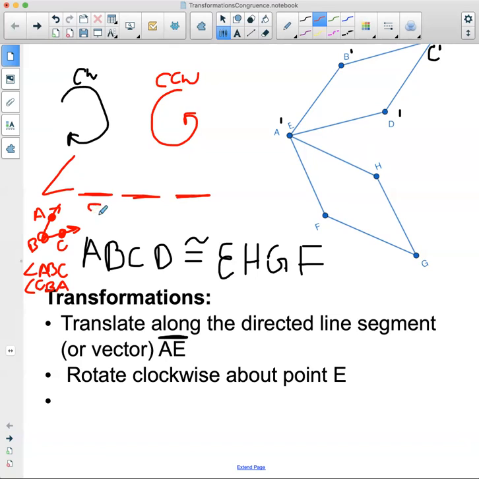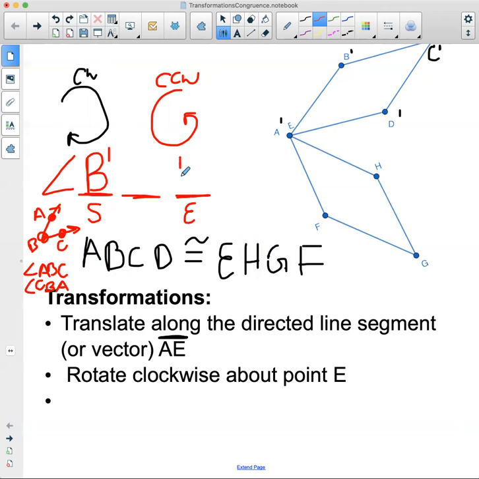So here's how I told folks to do it in class. Choose a starting point and choose the image. I call it the ending point. So you call this the pre-image and the image, but I call it the starting and the ending. So for example, I want B prime needs to end up on top of H because you notice how B goes with H.